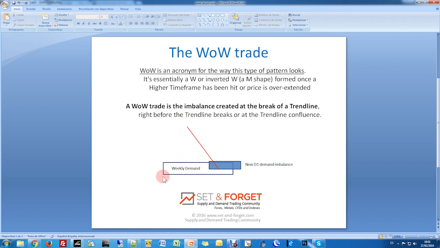So if this is the weekly demand, for example, because these patterns normally happen when a higher time frame area is in control, when a monthly or weekly area of demand is hit, price breaks. This is, let's say, the daily trend line. Price hits that weekly area of demand and rallies and breaks the descending trend line, creating a brand new daily imbalance or other imbalances in lower time frames. So it is a new imbalance created at the break of the trend line, right at the break or before the break of the trend line, which essentially inherits the property of the one area that removes the trend line.